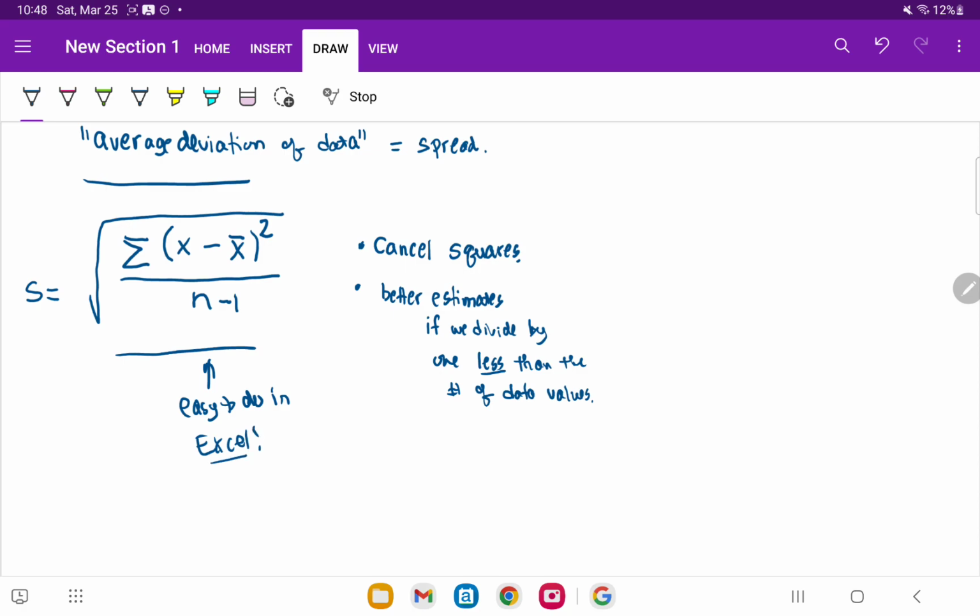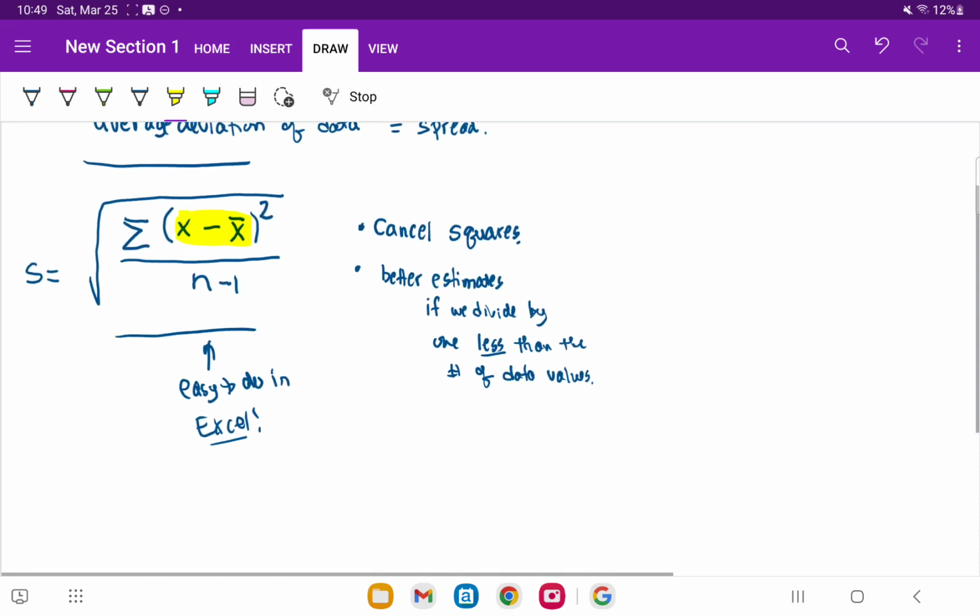But before Excel existed, this was very tedious because I would have to take each data value, subtract the mean from it, and then square it. That's an awful lot of work. First, I have to add up everything and divide by how many to get the mean, and then that subtraction and the squaring was numerically tedious. So with some algebra, we can actually come up with a formula that is a little bit simpler than this.